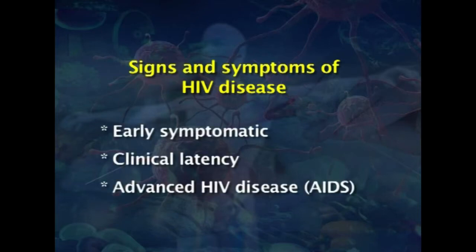On an average, it takes about 10 years for HIV virus to progress to AIDS. This disease is often diagnosed after certain indicators, that is, opportunistic diseases occur, such as infection, tumor, wasting or dementia. Signs and symptoms. The natural history of HIV infection is divided into three phases: early symptomatic, clinical latency, and advanced HIV disease, which is called AIDS.